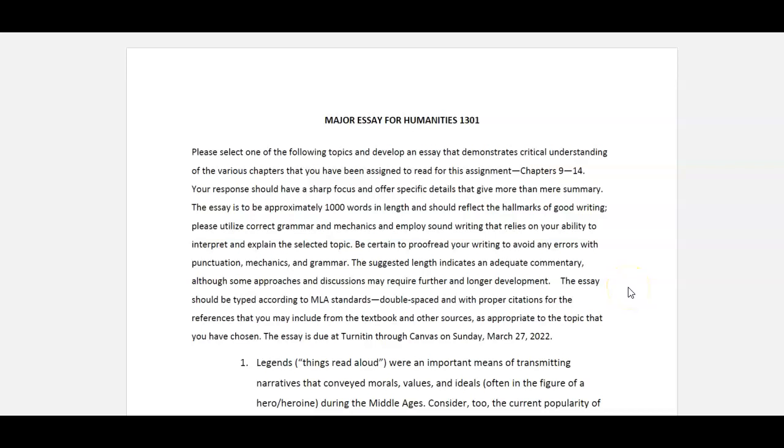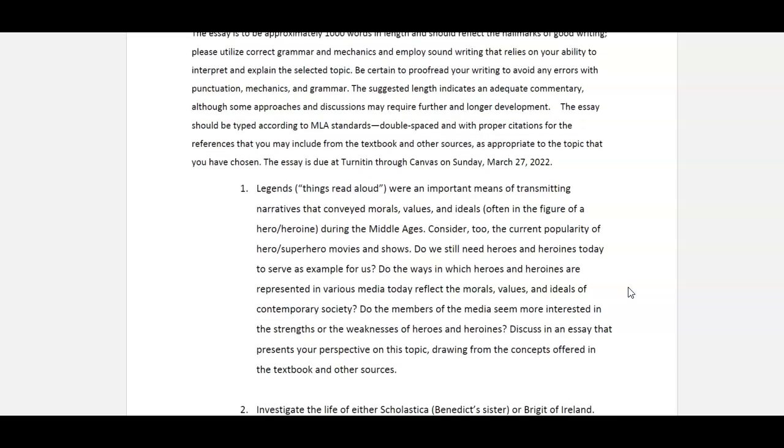You are to follow MLA standards. That means you will double space your essay. You'll tab over for the paragraphs. You'll have a proper heading and title. You will also include citations throughout your essay when you draw information from sources. And you will have a works cited page appropriate for those sources. So let's look at the topics.